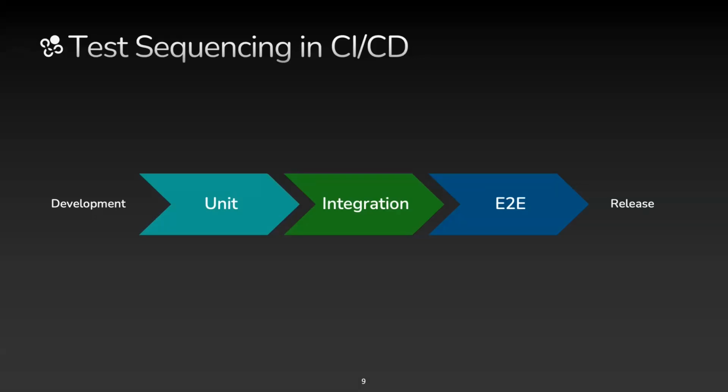CI/CD refers to continuous integration, continuous delivery. At a high level, it is the series of steps that new software must go through before being released to production. Unit tests typically come first because they provide the quickest feedback when a bug is introduced. As software progresses through the pipeline, the scope of each test increases, along with our confidence in the quality of the software.